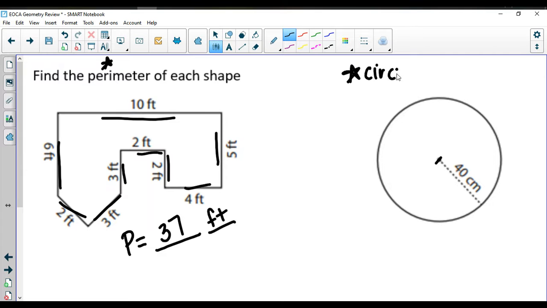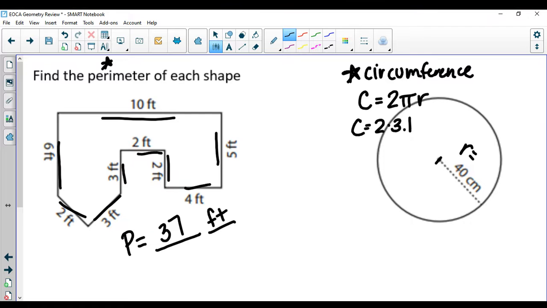Perimeter of our circle is going to be called circumference. And our formula is going to be the one on our formula sheet that starts off 2 pi r. Taking a look at your picture, our radius is right here at 40. So our circumference is going to be 2 times 3.14 times 40.